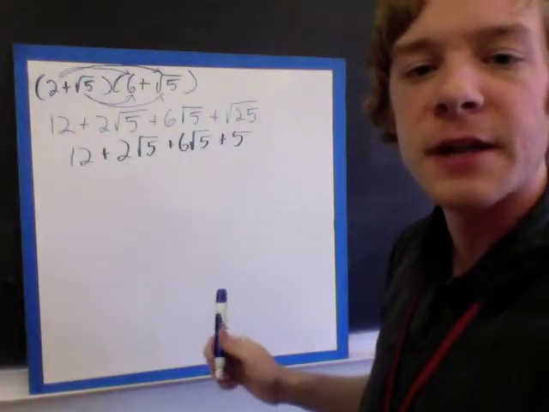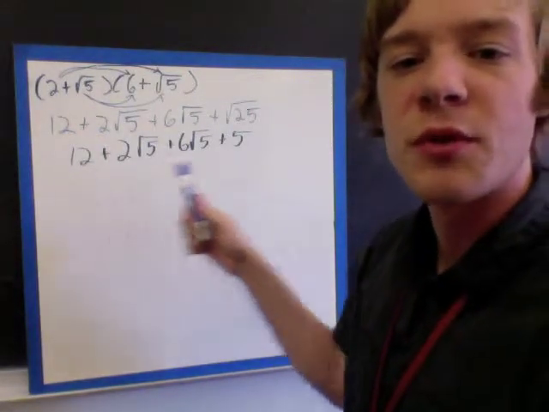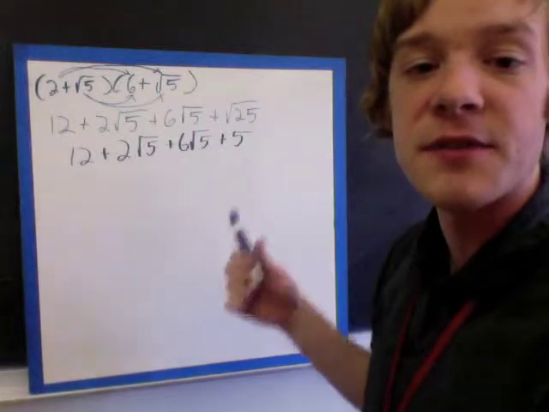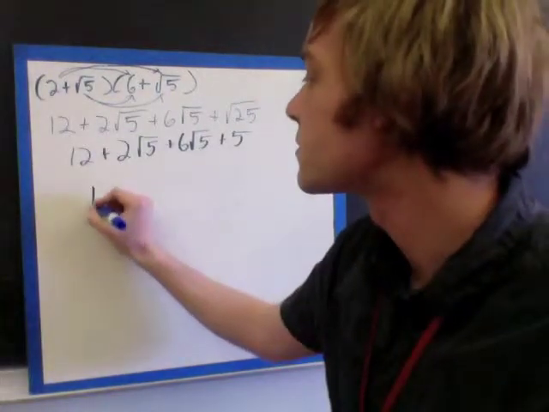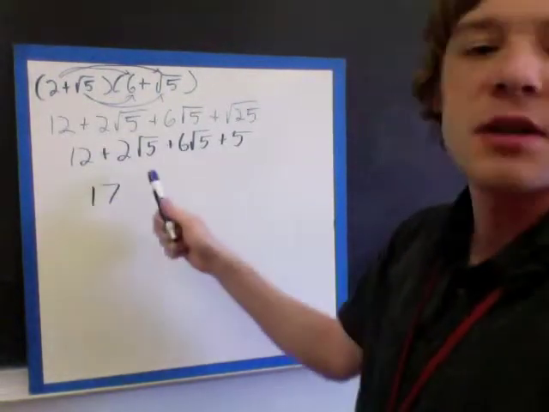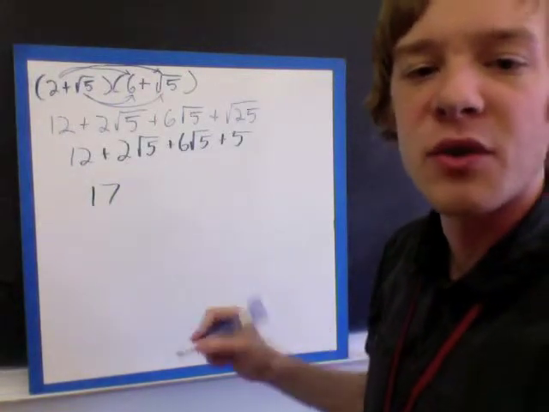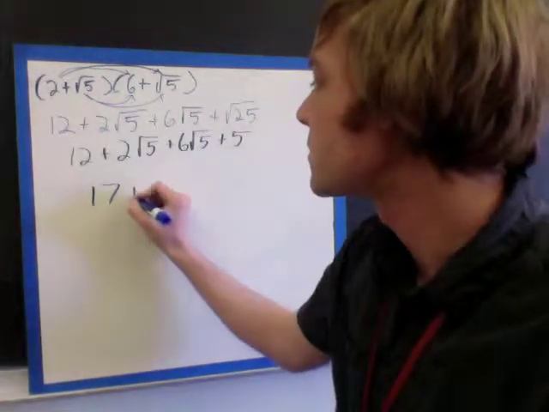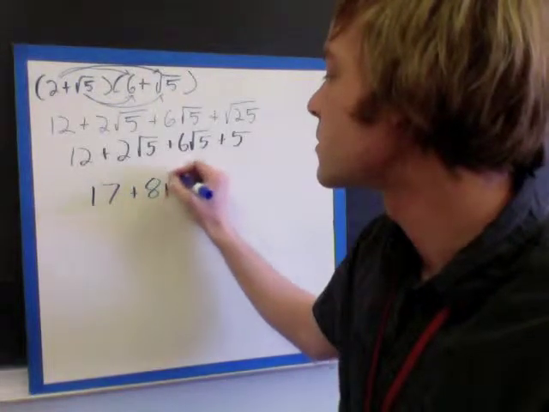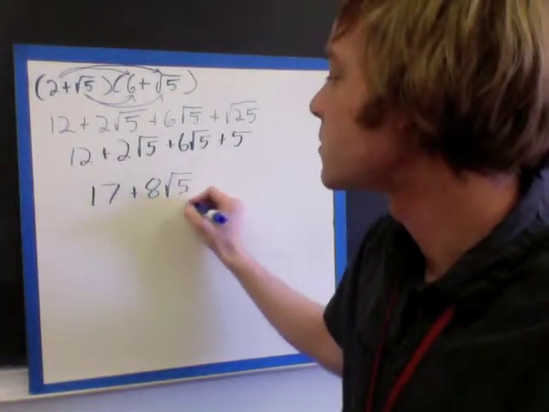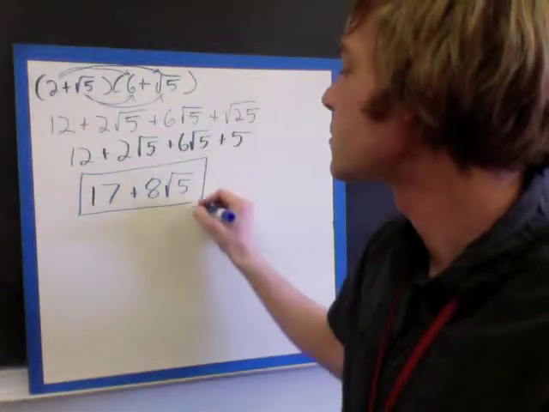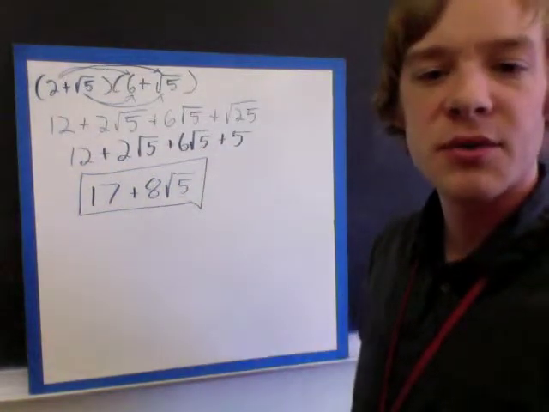And then we can combine like terms. So for instance, 12 plus 5 is equal to 17. And then here, 2 square root of 5 plus 6 square root of 5 will be 8 square root of 5. And this right here will be my answer.